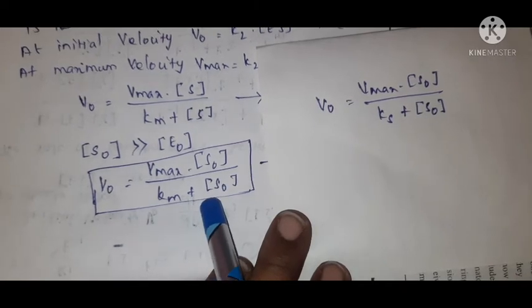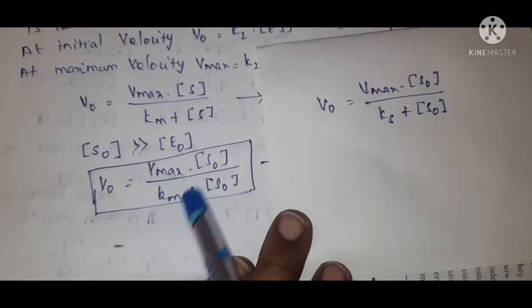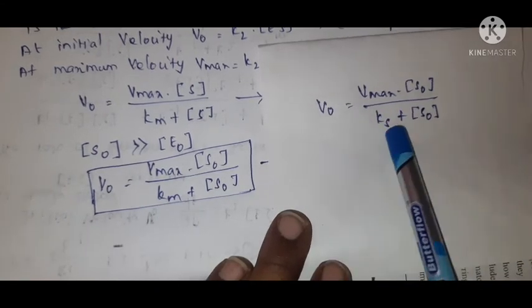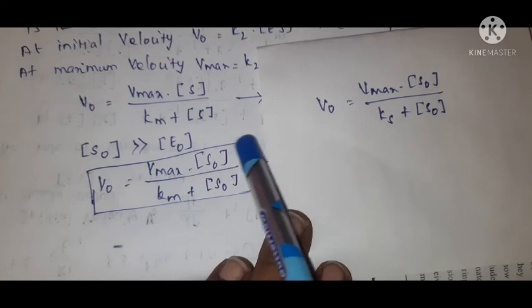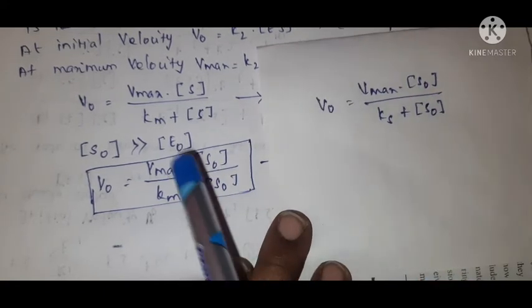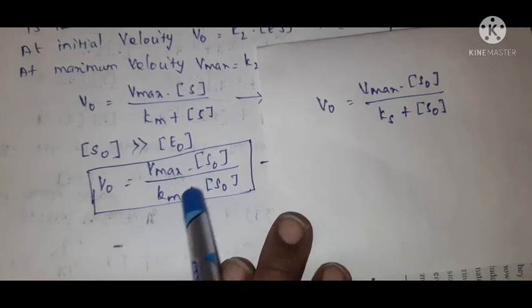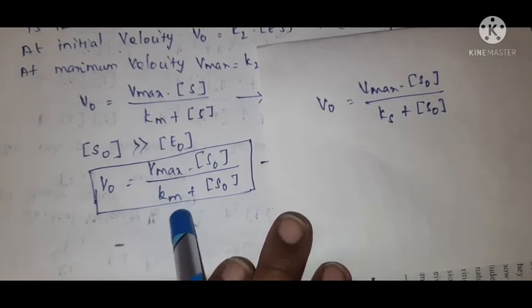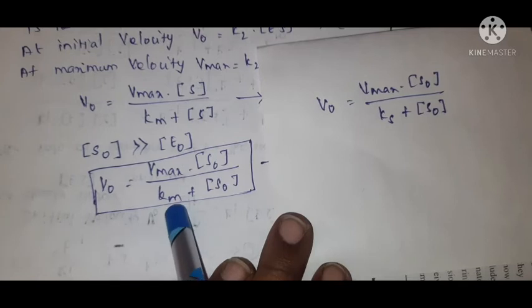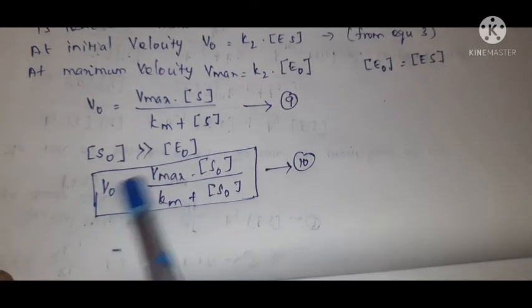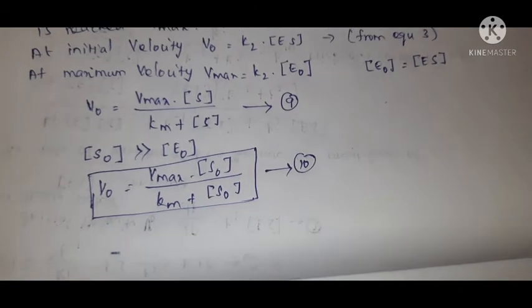So the only difference is the definition of the constant. Here it is Km and here it is Ks. Remaining terms, everything is the same. So this equation is also known as the Michaelis-Menten equation, and the constant Km is known as the Michaelis constant.